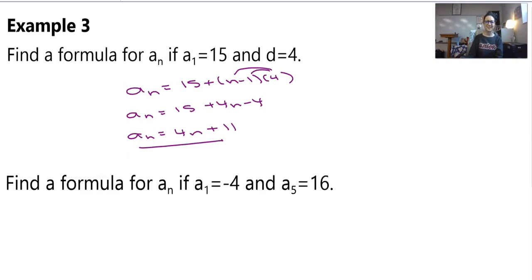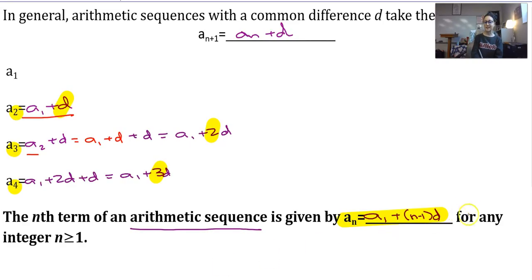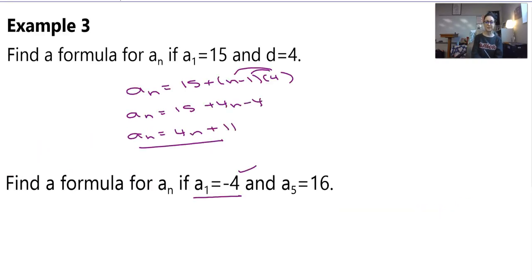First pause on the screen, go ahead and write the second part of example 3 for me. All right, so for this one, I do have the first term, so that's good, but what else do I need for my general formula? I need d, the common difference, right, which I wasn't given here. But what I can do is just basically see, okay, how many skips away am I between the first term and the fifth term, and also just divide this difference by how many skips.